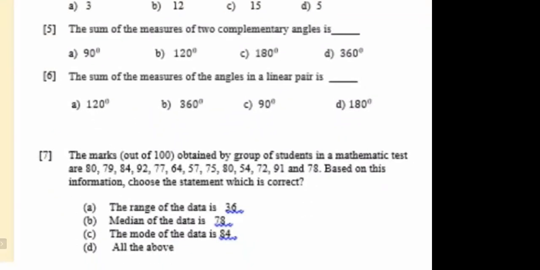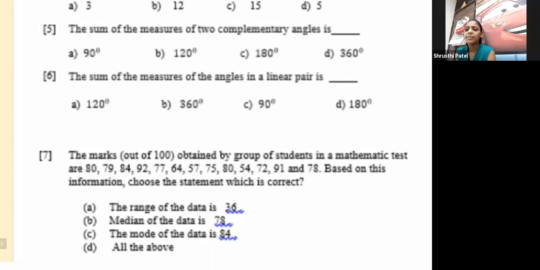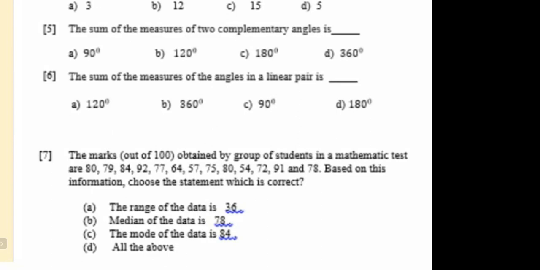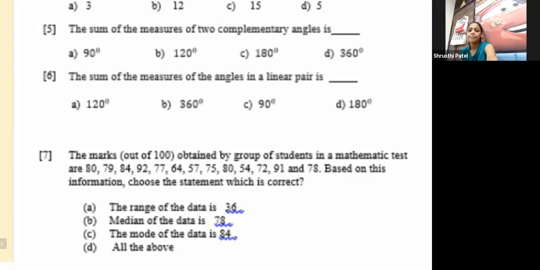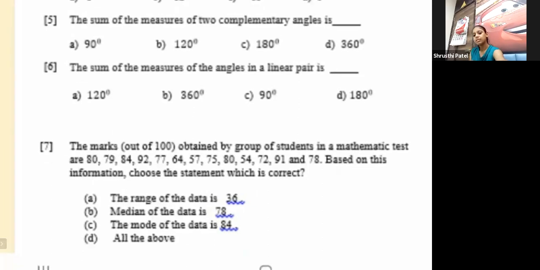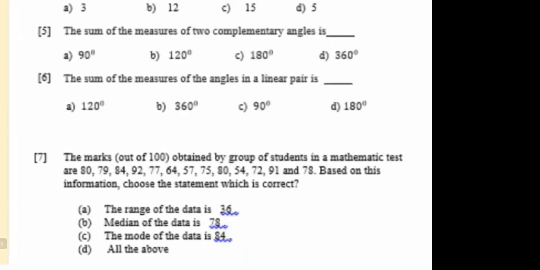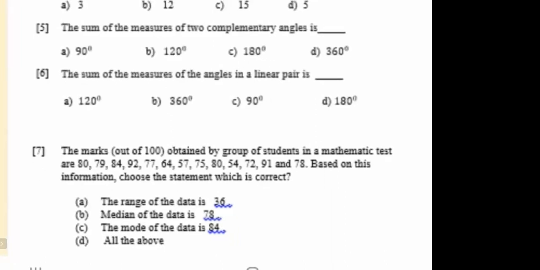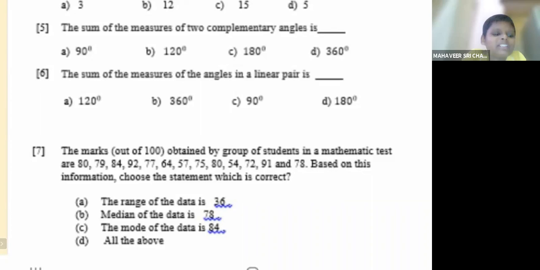Ma'am, what is the answer for the fifth one? 180 only, correct. Two complementary angles. Some people say 90, but they're supposed to give two angles together. Ma'am, the sixth one answer is D, 180. A linear pair forms 180 degrees.